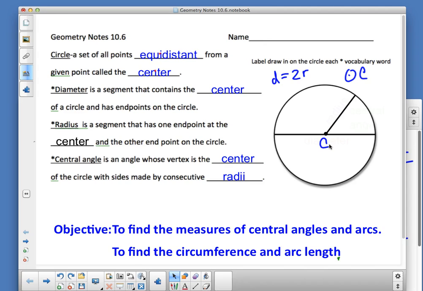Okay. Now, diameter is a segment that contains the center. Now, I'm just going to slide this over here a little bit because I got diameter right there. And the diameter is the distance across the circle. You're going to find out that the diameter is a chord whose endpoints are on the circle, and it goes through the center.